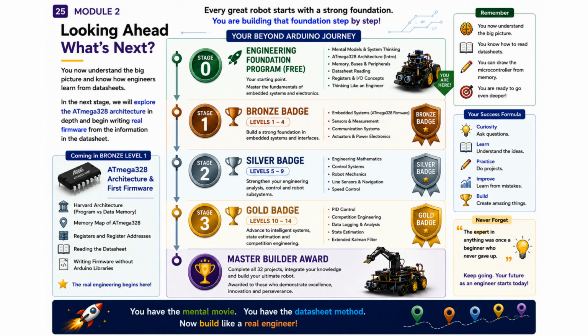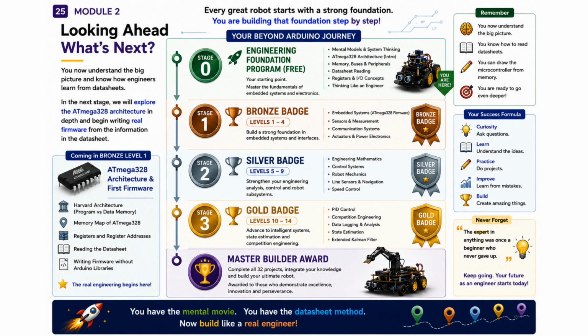Congratulations! You have now completed Module 2. And what a journey it has been. We started with a simple question. What is really happening inside a microcontroller? Step by step, we opened the black box. We discovered that a microcontroller is not a single thing. It is a complete computer system on a chip. We learned about the CPU, memory, registers, peripherals, buses, and input-output pins.